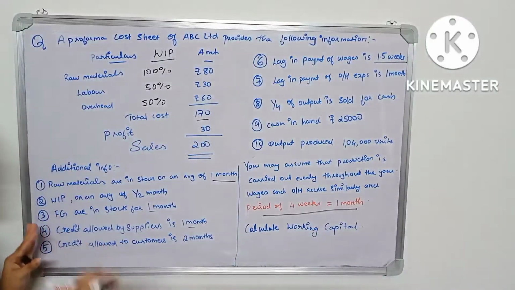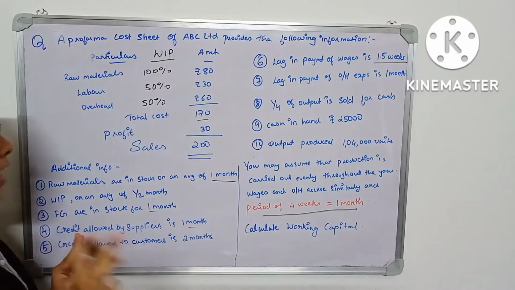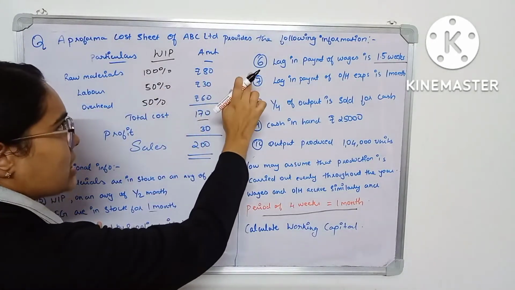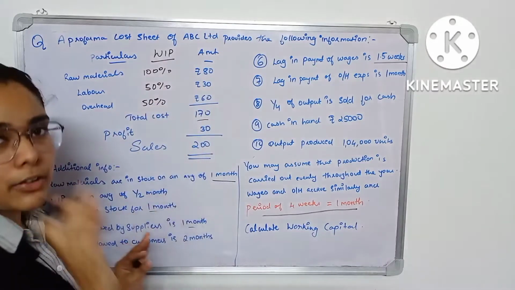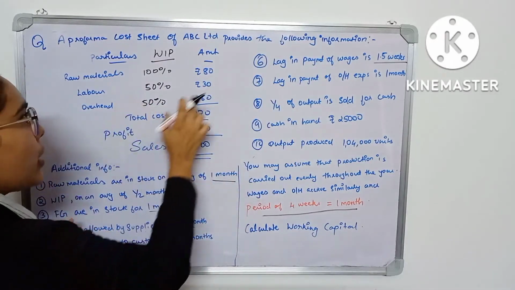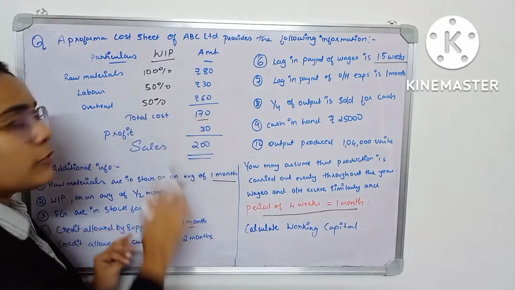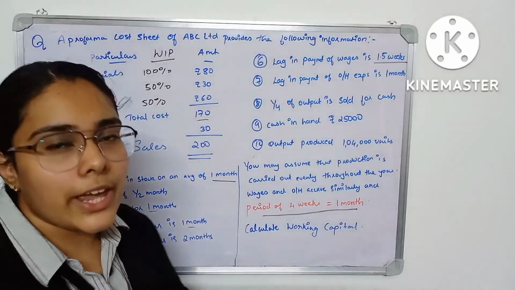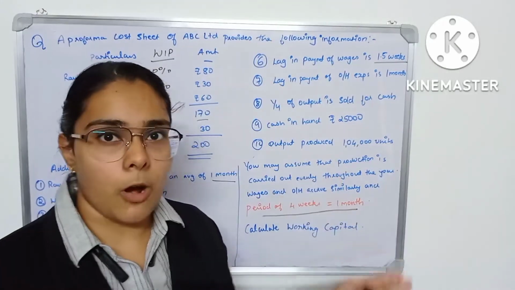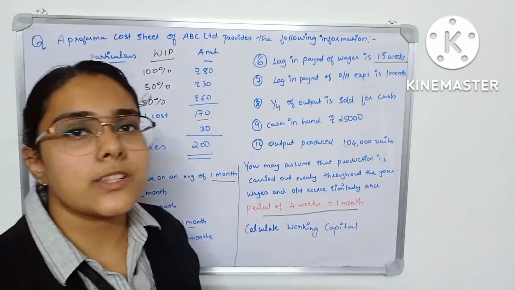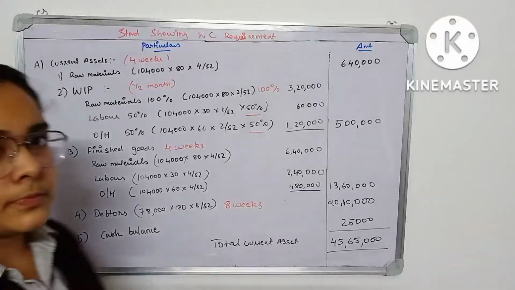So when you are calculating the work in progress value, you have to multiply each component into its price, and for materials you have to take 100% of it, for labor you have to take 50%, and for overhead you have to take 50%. All right, you will get more idea when we start doing the problem. So we have discussed all the major areas in the problem. Now let us quickly go on to the solution.